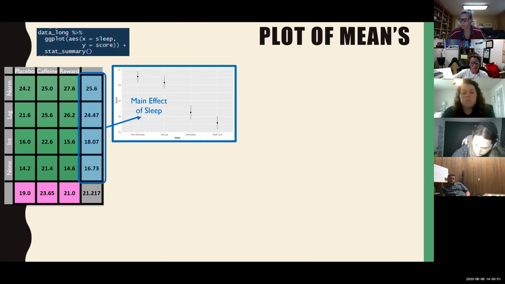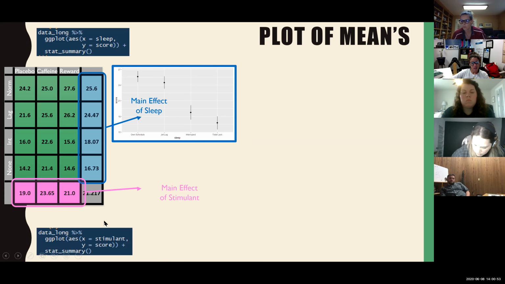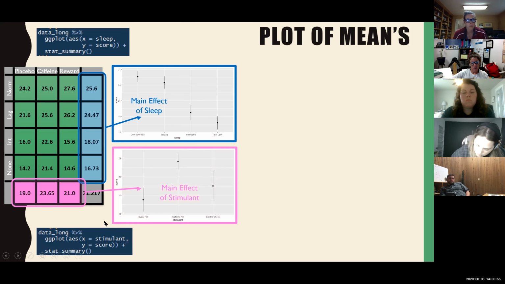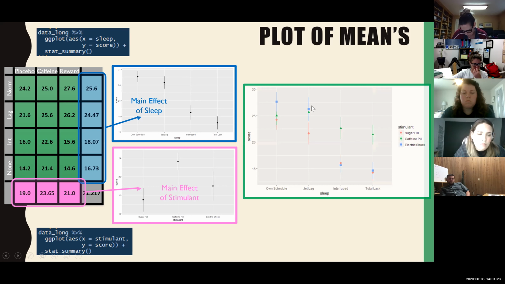We can do the other way around. I can look at the 3 stimulant averages ignoring sleep. Now we saw these in the blue and the pink numbers, but putting them on a plot can help us digest it a little more easily. So these are main effects means plots. Now, each of these margins only has 3 or 4 numbers. My brain can do pretty good with 3 or 4 numbers, but 12 numbers, that's where my brain croaks. So these 12 numbers I will plot all together.